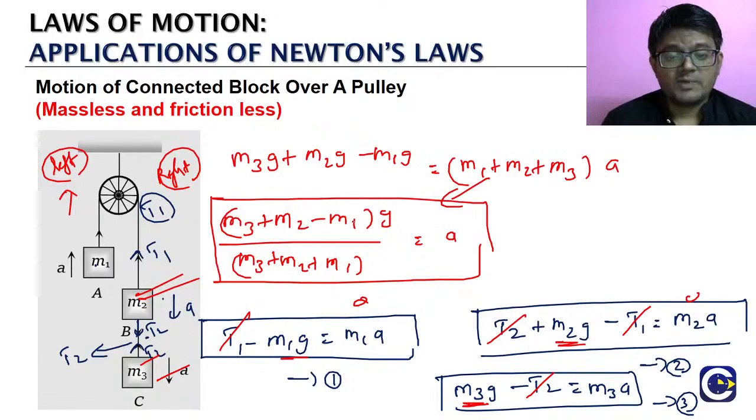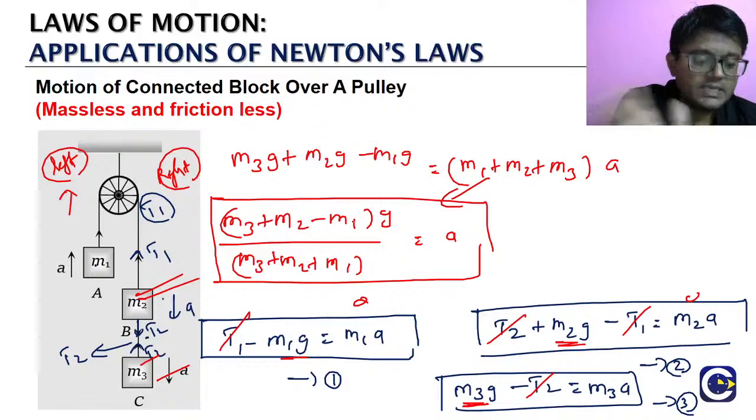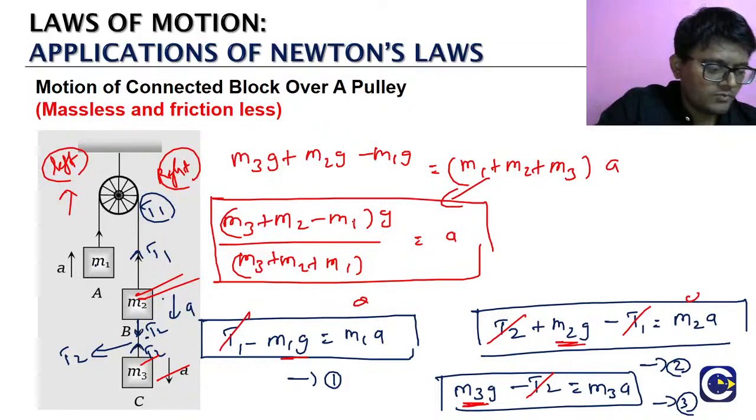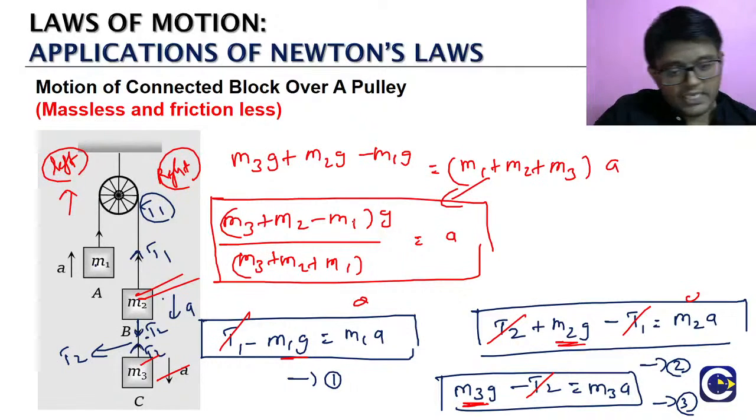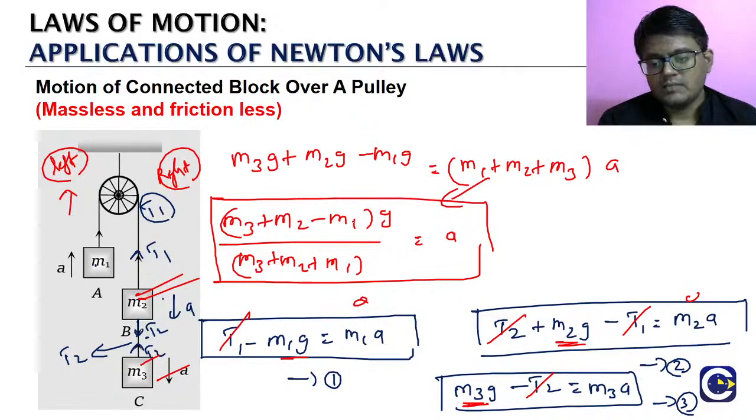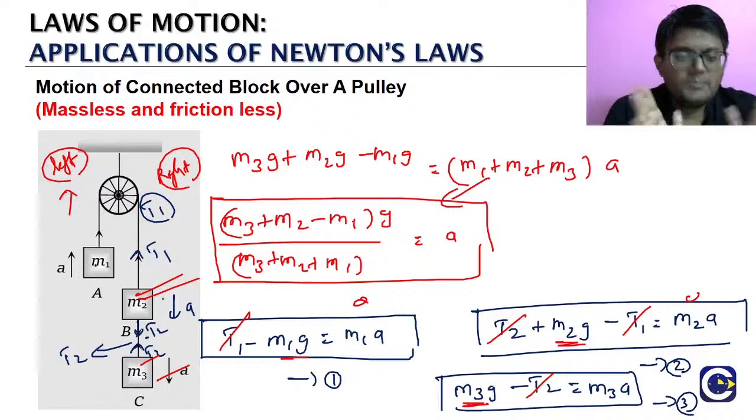So a வந்ததுக்கு அப்புறம் we can take this a and substitute in the equations. Substitute பண்ணா அதுல இருந்து we are going to get the t1 வரும், அந்த மாதிரி t2 வரும். ஓகேவா? so இதுதான் அப்ரோச்.